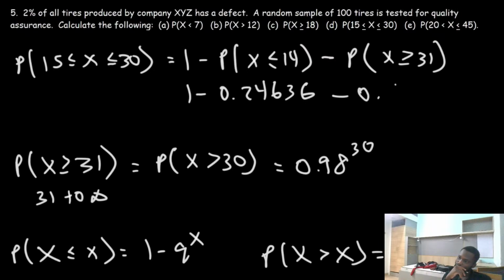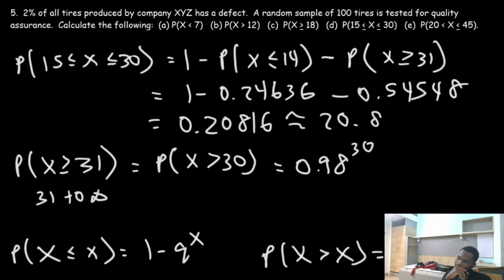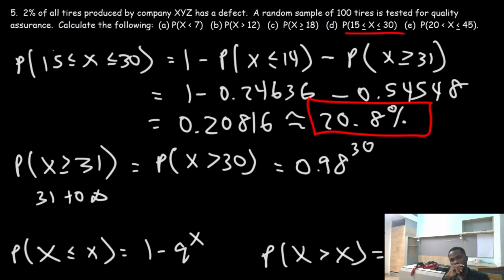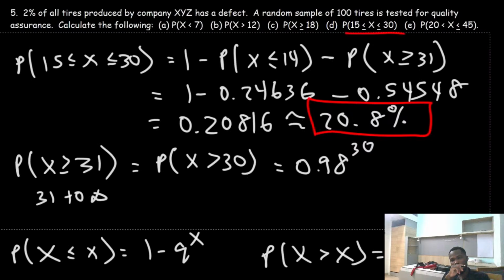Which is 0.54548. So now the final answer for this problem is 0.20816. So we can say that there's a 20.8% chance of finding a defective tire between sample 15 and sample 30. Now let's move on to the last part E.